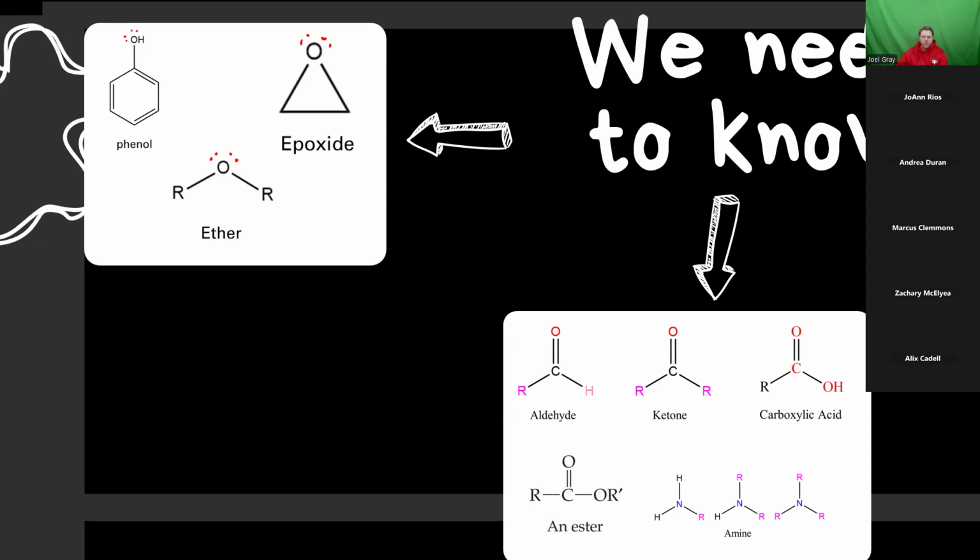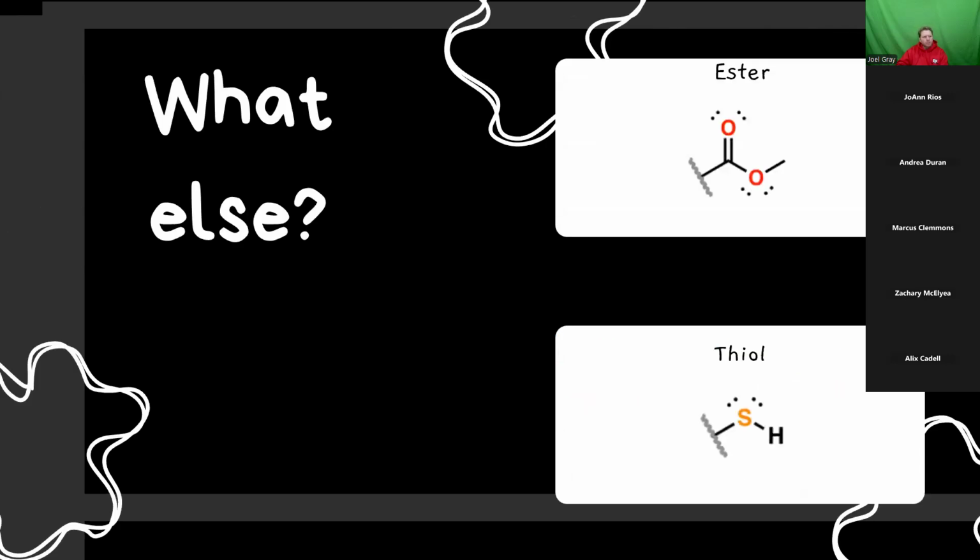So anytime you see an oxygen with some lone pairs of electrons, think that's probably a little polar. When you look at that aldehyde, ketone, or carboxylic acid, those all also have an oxygen with some lone pairs of electrons. We're going to get into each one of those a little bit deeper. We're also probably going to look at these compounds known as esters and thiols. But first, let's get jumping on phenols.